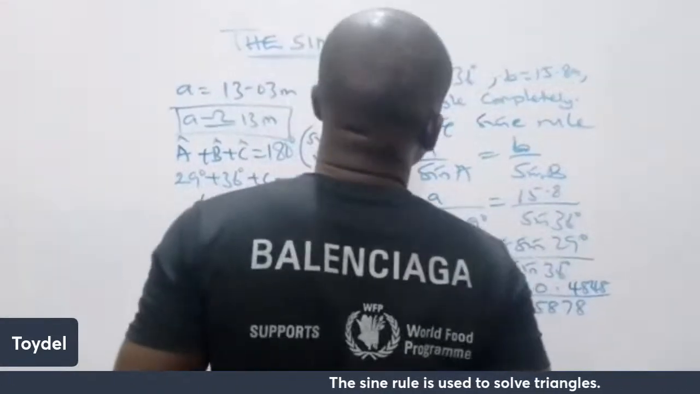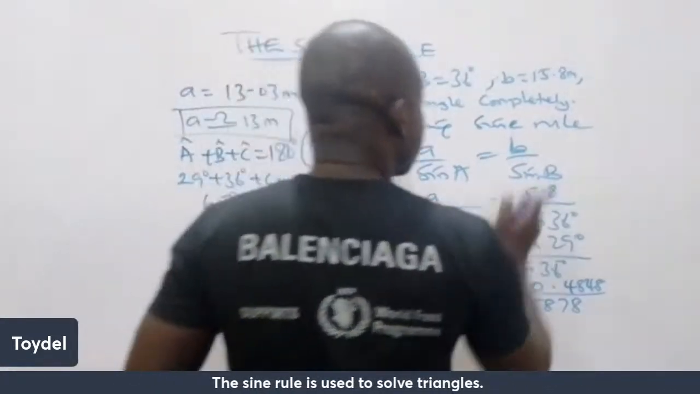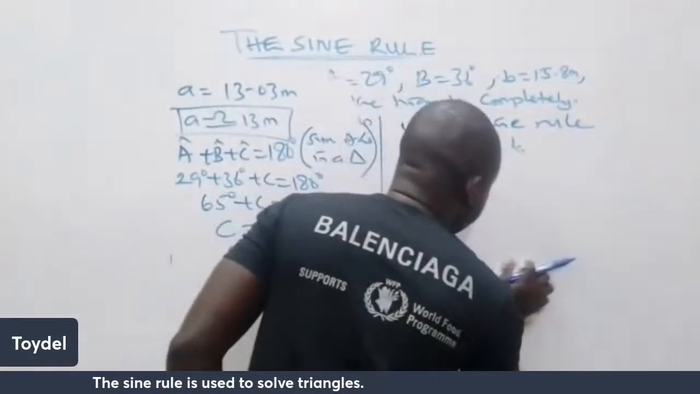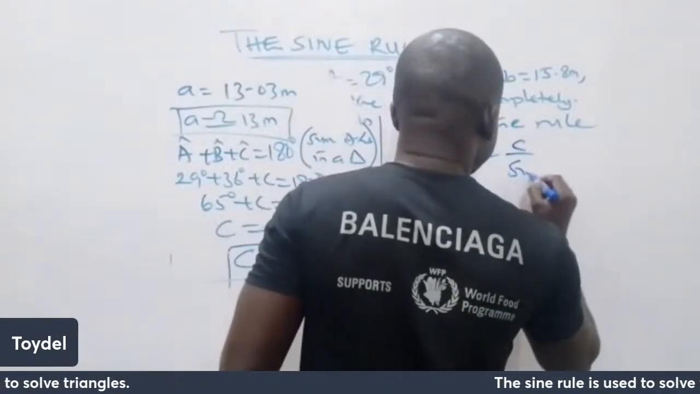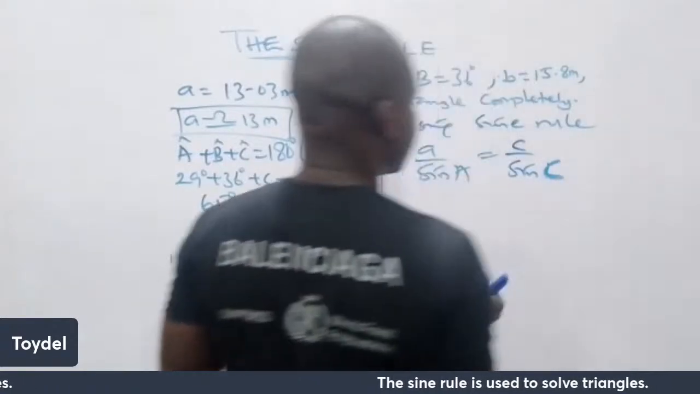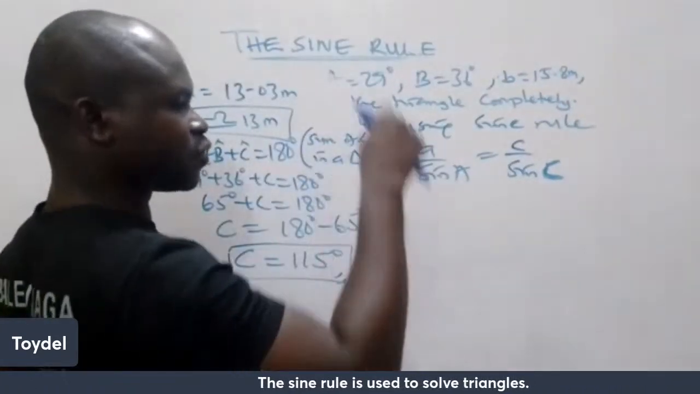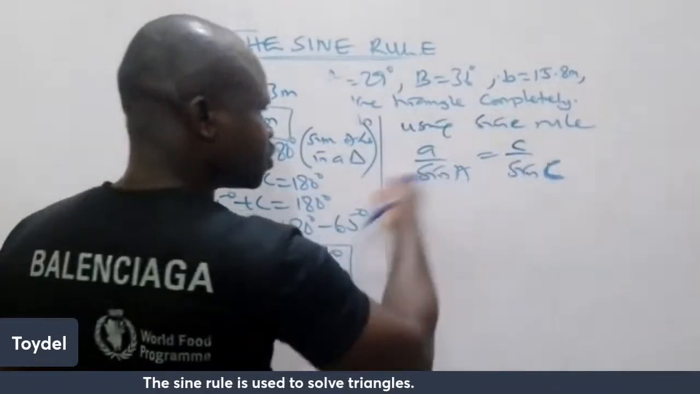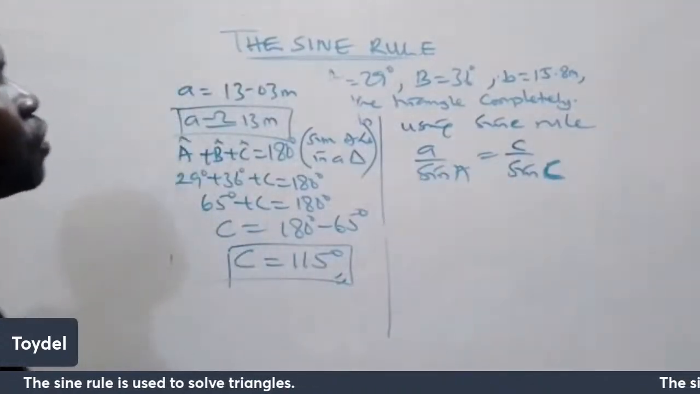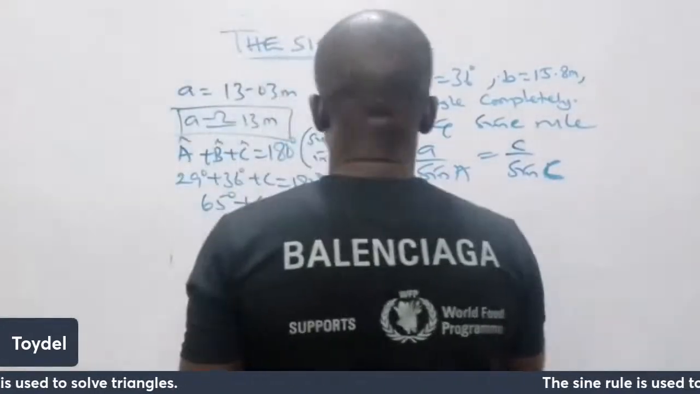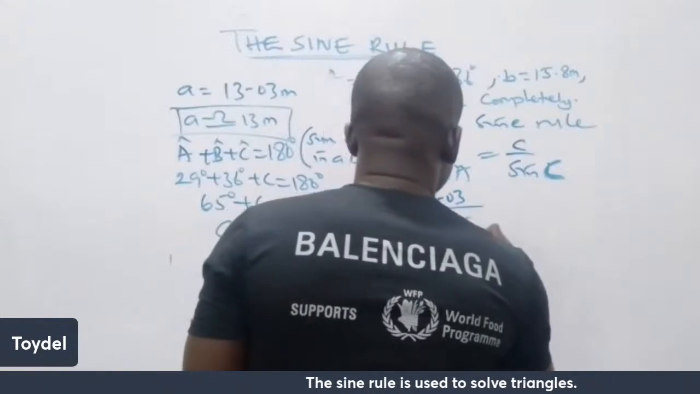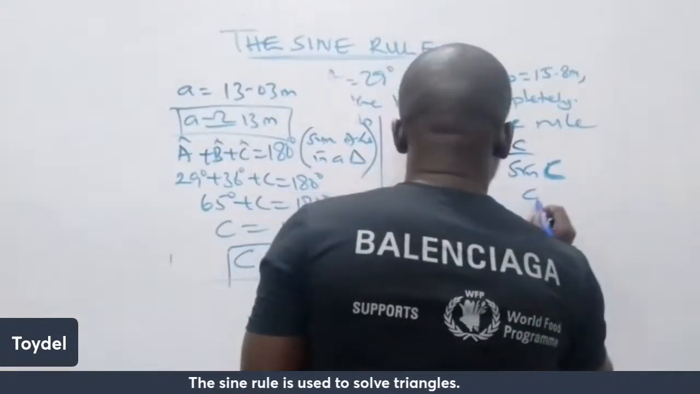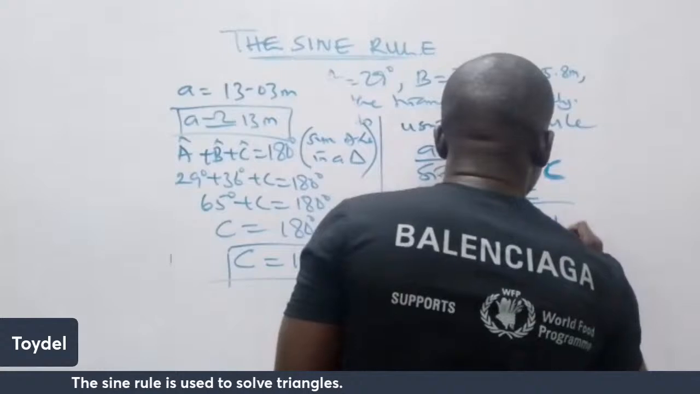So I'll just continue. I say use the sine rule. I equate it to C. So this is equal to C all over sine C. It's still the same thing, because in the general formula, A over sine A is equal to B over sine B equal to C over sine C. So I can equate any two. So what is A? We've gotten here to be 13.03 all over sine 29 is equal to C, which we are looking for, all over sine 115.